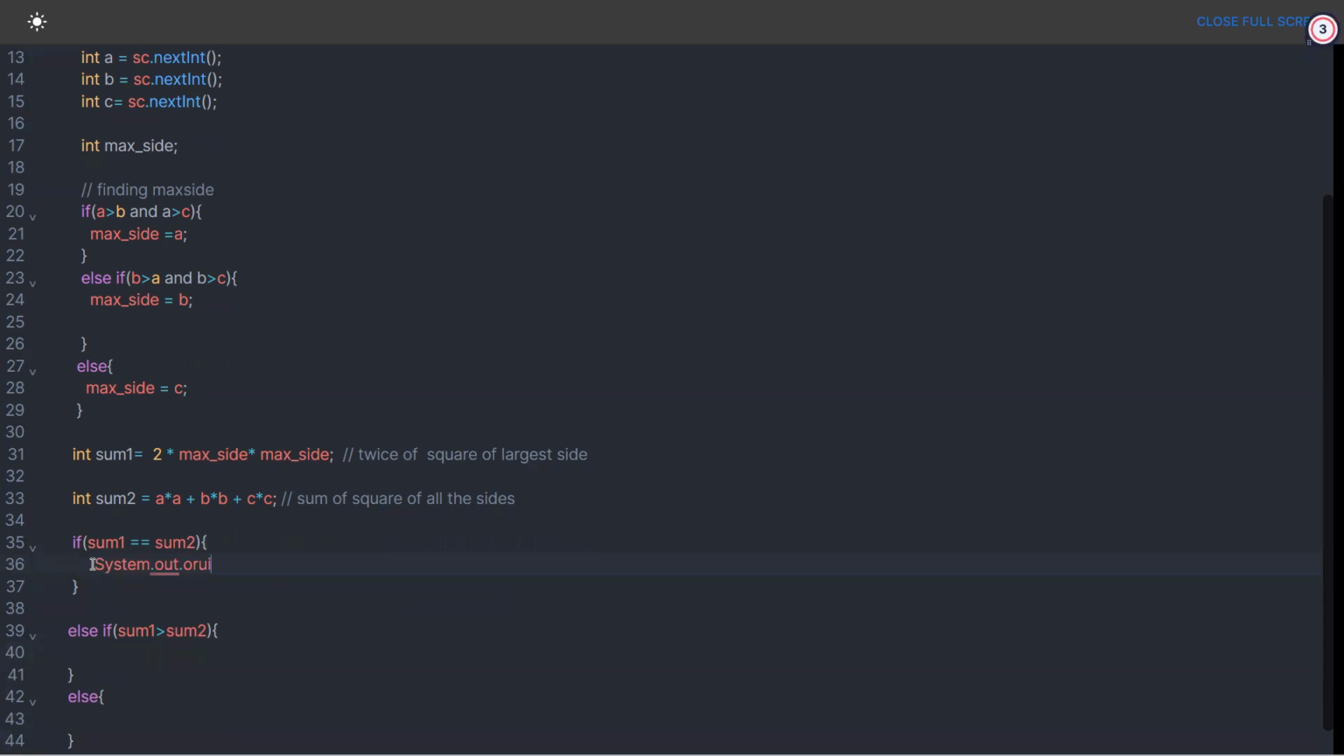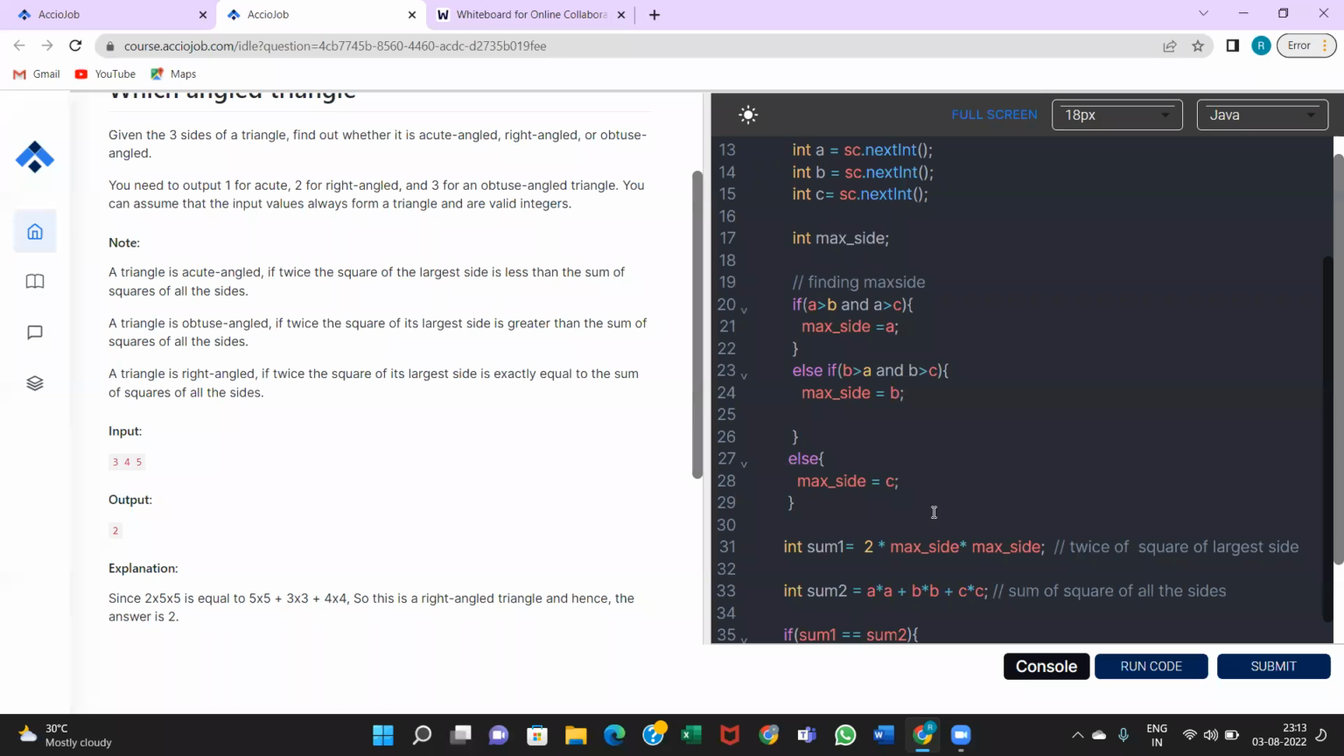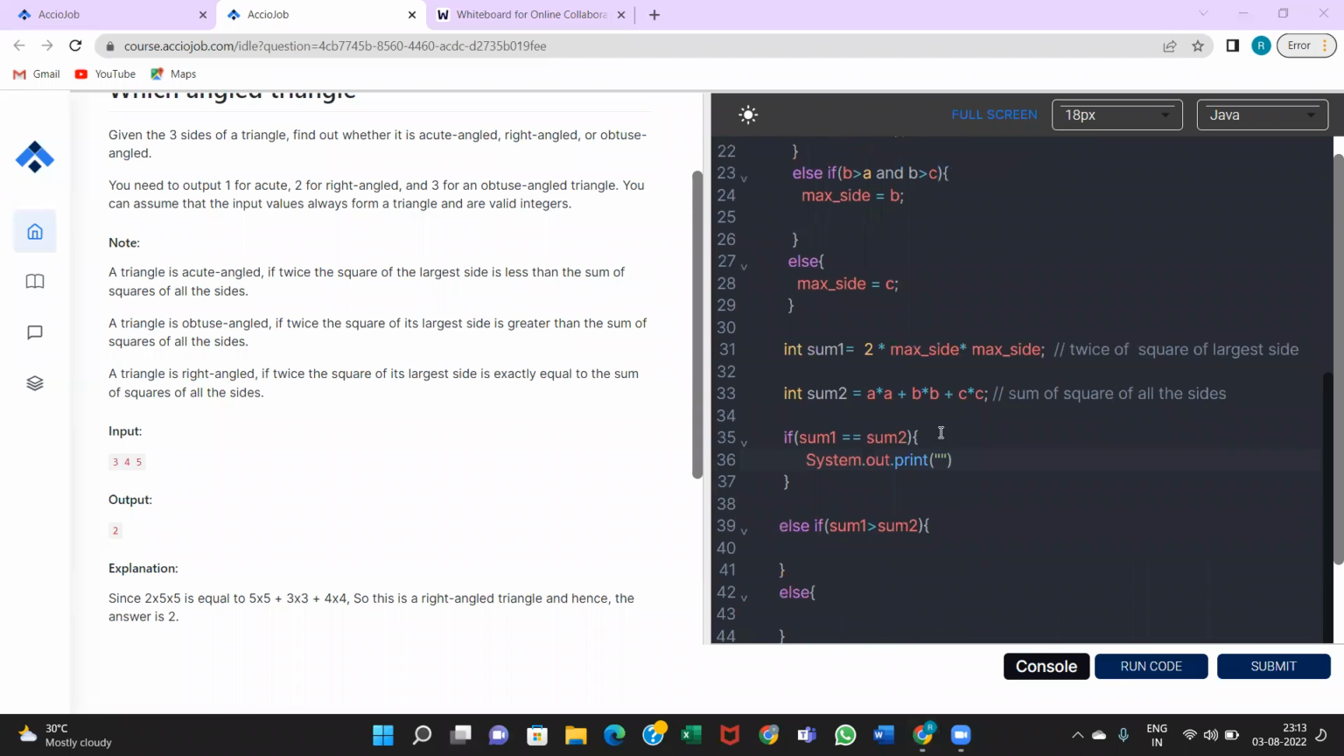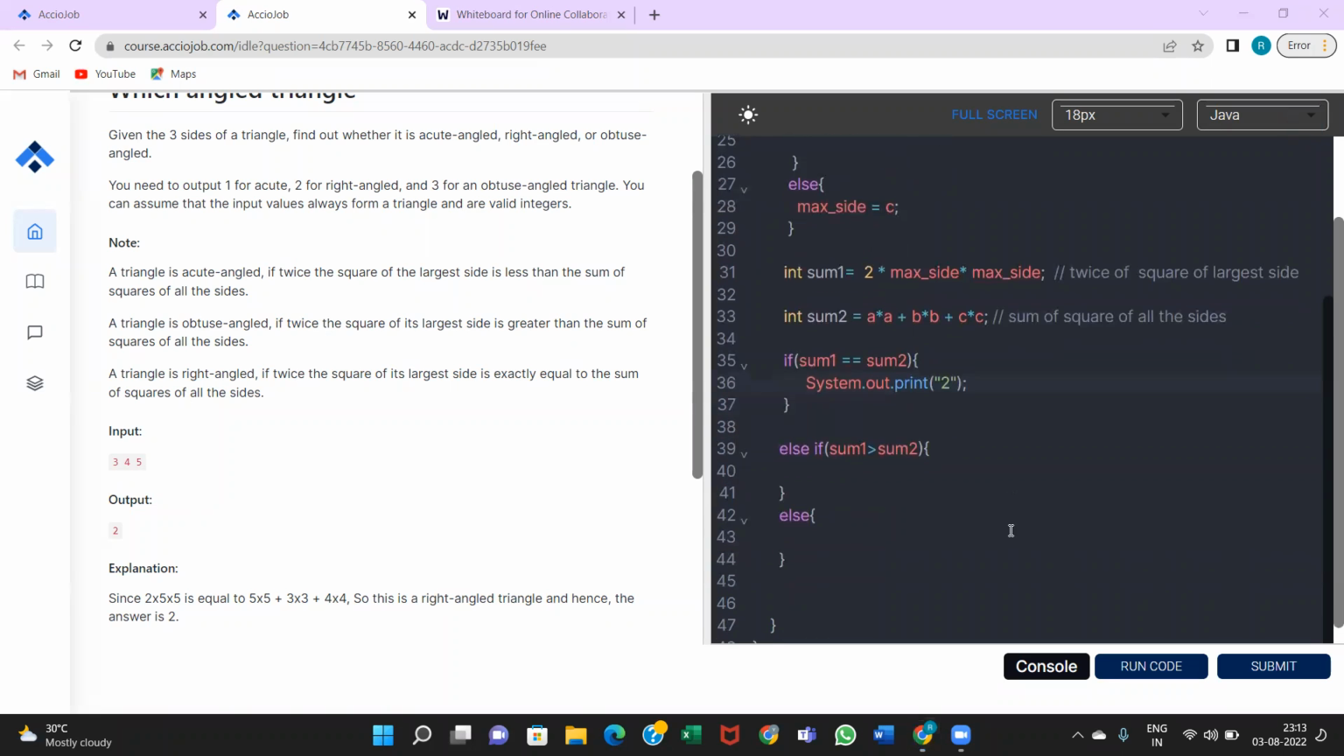System.out.print. What will you print? Let me check what they are asking us to print. 1 for acute, 2 for right angle, and 3 for obtuse. So if they are equal, it means it's a right angled triangle, so we'll print 2. If sum1 is exactly greater, it's obtuse, so we'll print 3. Otherwise, we'll print 1.